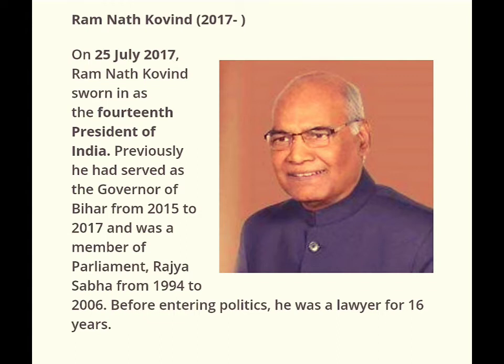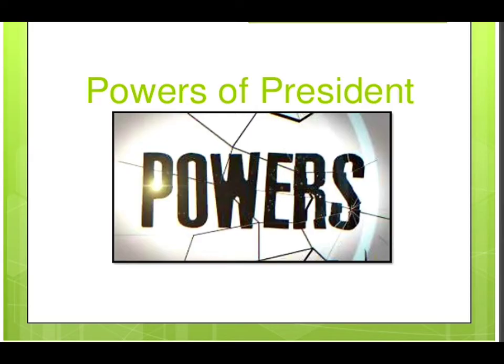Ram Nath Kovind on 25 July 2017 became the 14th president of India. He was the governor of Bihar from 2015 to 2017 and also a member of parliament of Rajya Sabha from 1994 to 2006. Before entering into the politics, he was a lawyer. Okay, so now let's discuss about the powers of the president.